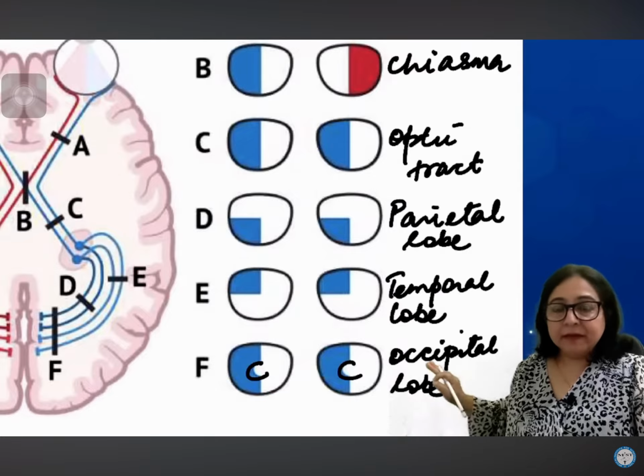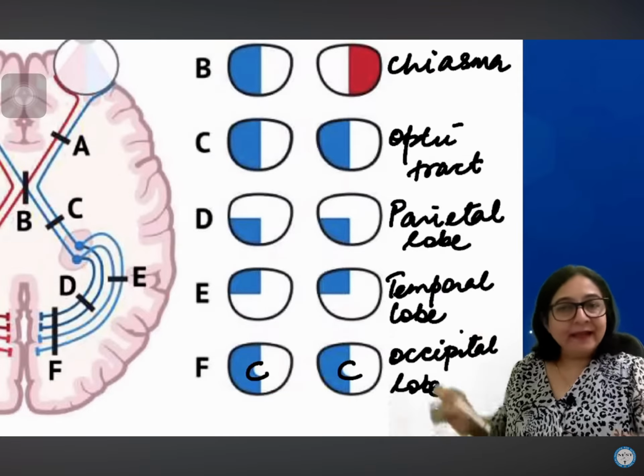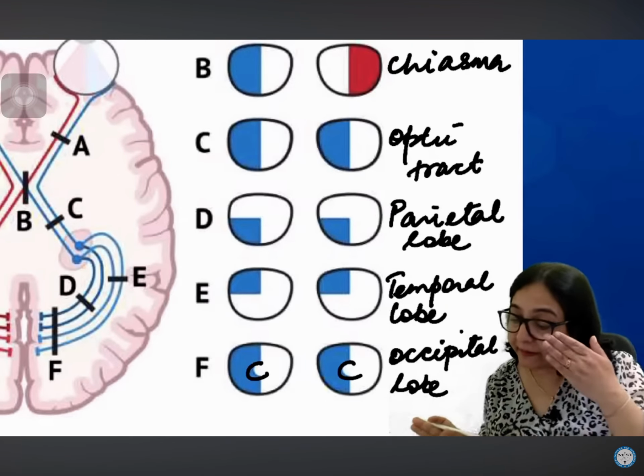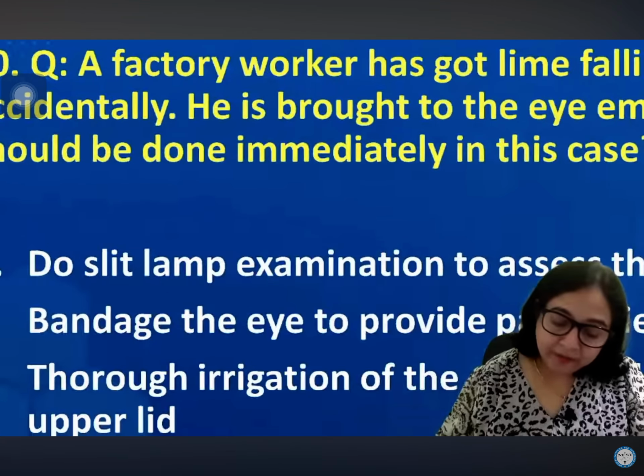Again, beta, I will not advise that any one of you should miss this. At least remember, even if you remember this chart, you should be able to solve the visual field question. Okay, guys, moving on to the next question.